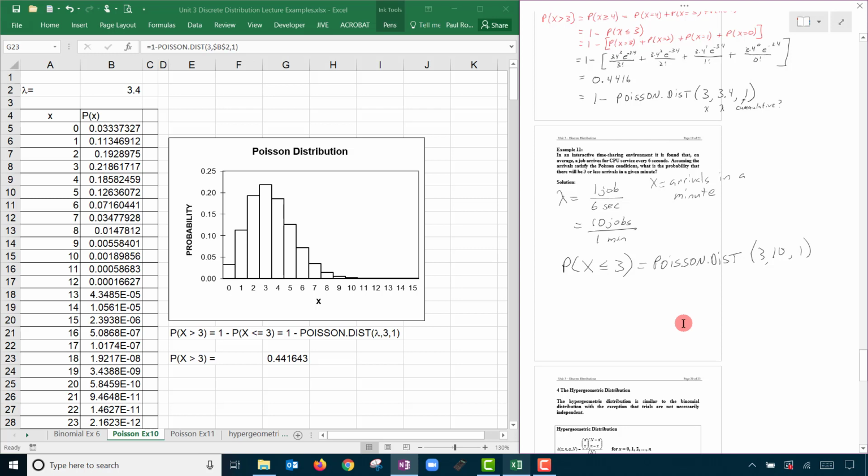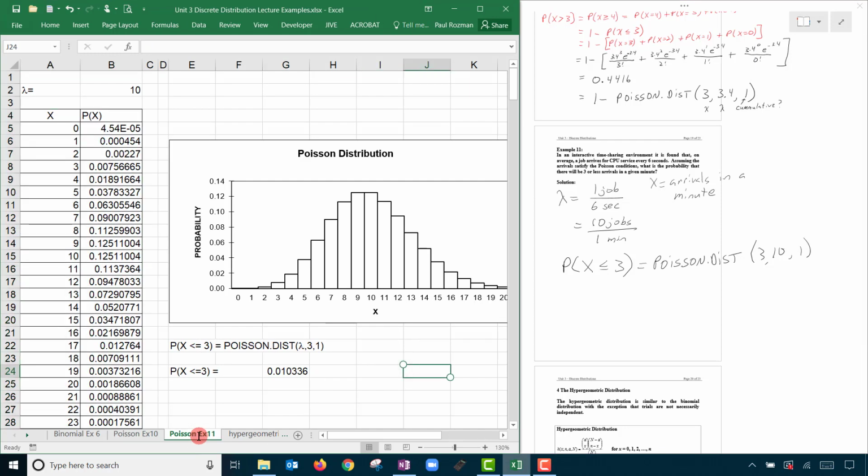I have an Excel sheet set up for that already. I did the whole distribution just so we could see what it looks like. I said my rate over here was 10 jobs per minute. Then I calculated each probability using 10 so I can make the plot. Our goal is to find 3 or less, so I can see that the answer is going to be a small number. It's just these rectangles summed together.